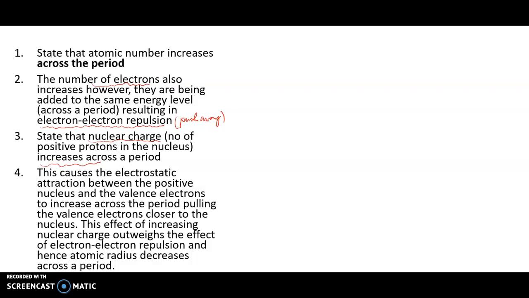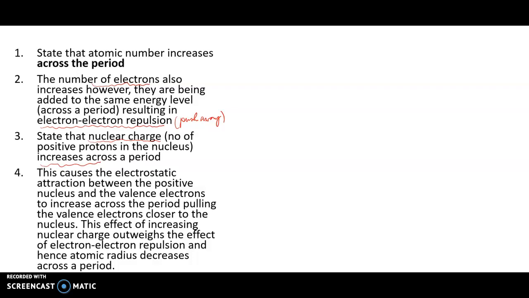And now the nucleus is getting more and more positive. Electrostatic means attraction between something that's positively charged and something that's negatively charged. That electrostatic attraction between the positive nucleus and the valence electron increases across the period, and because of that, it pulls the valence electron closer to itself. As a result, this factor outweighs electron-electron repulsion, and hence atomic radius decreases across a period.